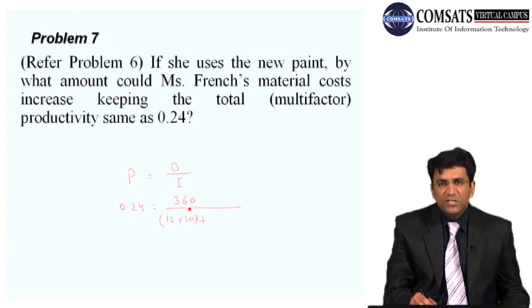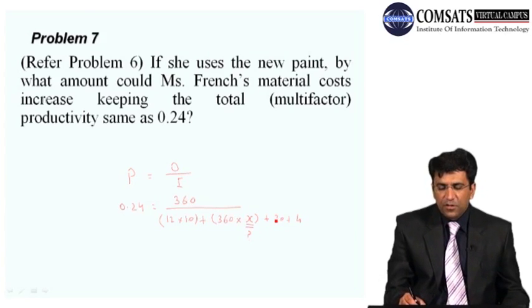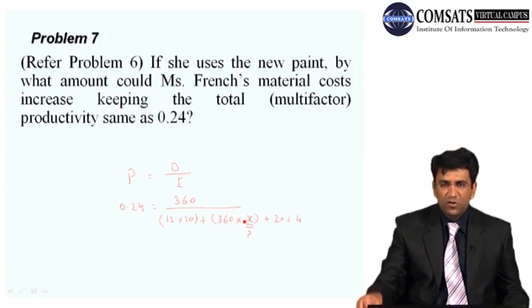If the output is 360, in order to calculate the total material cost, we'll have to multiply this 360 by the per unit cost, X. Now this X is to be calculated by us. Again the energy cost and the supply cost will remain the same. So you can see in this equation only X is unknown. By solving this equation, we can easily calculate the value of X, that is our per unit cost.